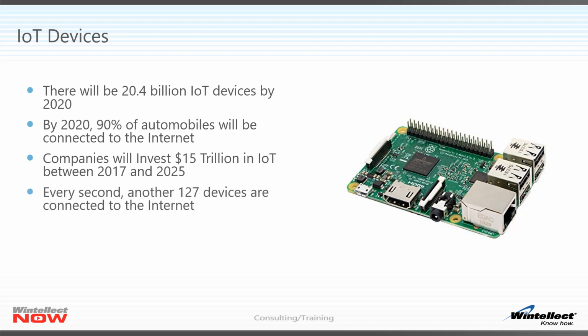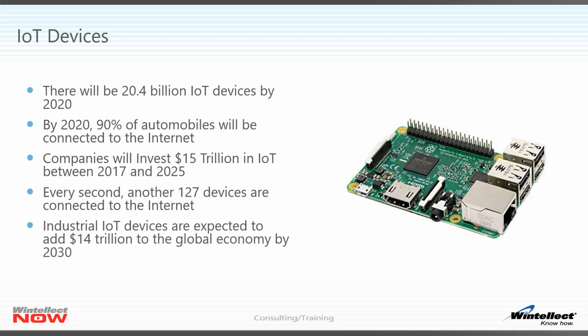Every second, 127 new devices are connected to the internet. So every second, that's a lot. That's adding up really quickly. And IoT devices are expected to add another $14 trillion to the global economy by 2030. So take that investment, extrapolate it over the next 10 years: $14 trillion into the global economy.